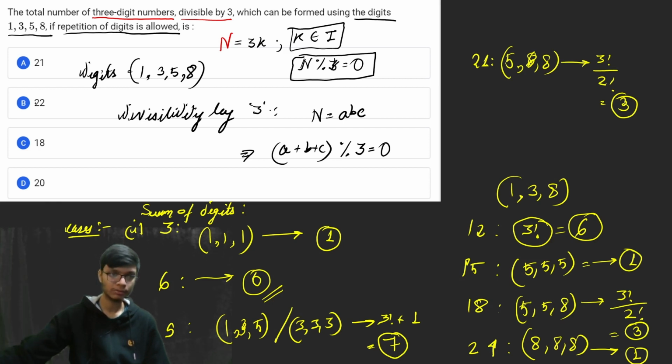So with this I get the total number of cases, or the answer to this particular problem, which is basically 22. With this, option number B is the right answer to this particular problem.